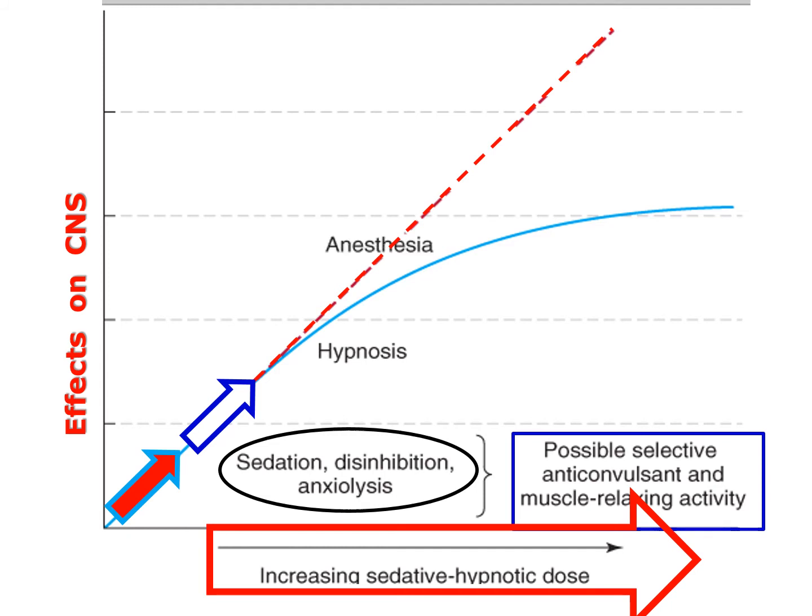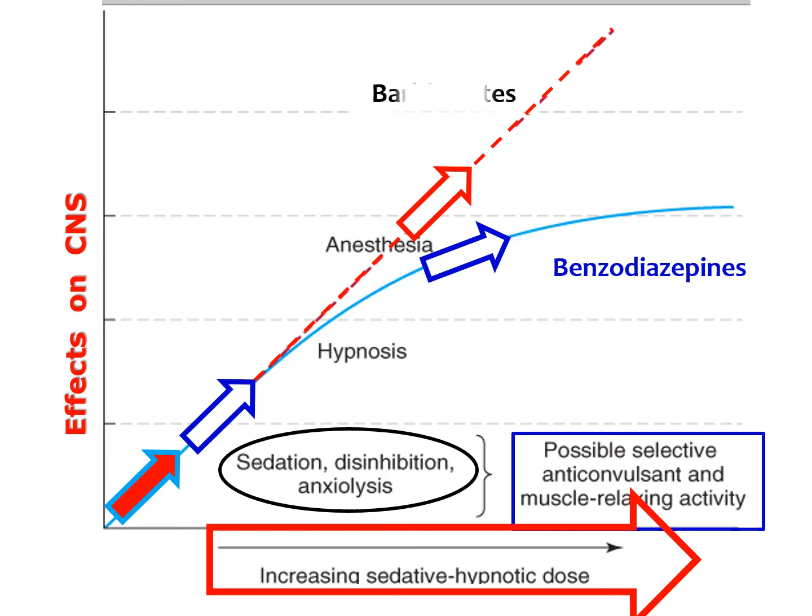As we increase the dose, more and more depression of the CNS will occur and other effects will be seen. For example, the barbiturate red line may produce anesthesia. Even the blue line indicating the benzodiazepine will also produce anesthesia. But even if we increase the dose, they will not produce further depression of the CNS. So above anesthesia, they cannot produce any effects.